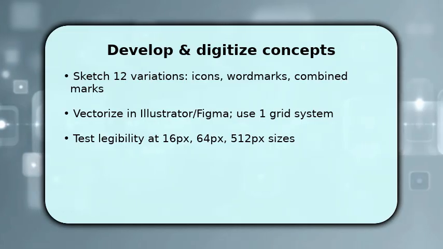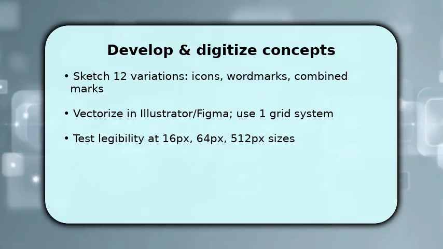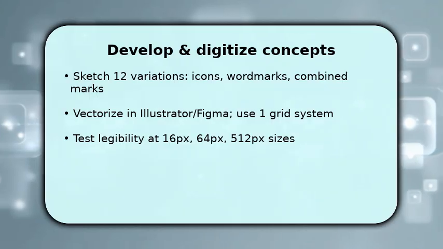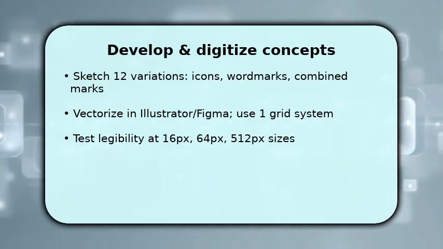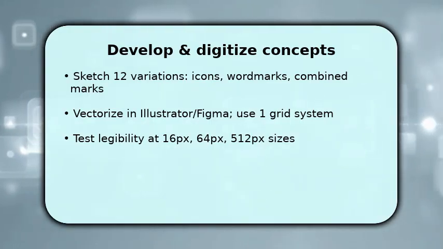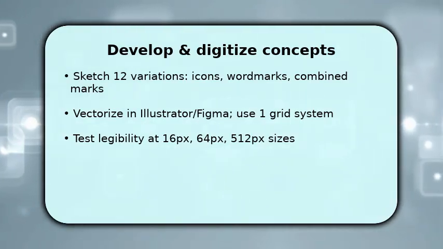Once vectorized, create wordmark and icon lockups, then apply your color palette and one grayscale pass. Make sure to export at multiple sizes and test legibility at small sizes like 16px and large sizes like 512px. Adjust stroke weight and counter.